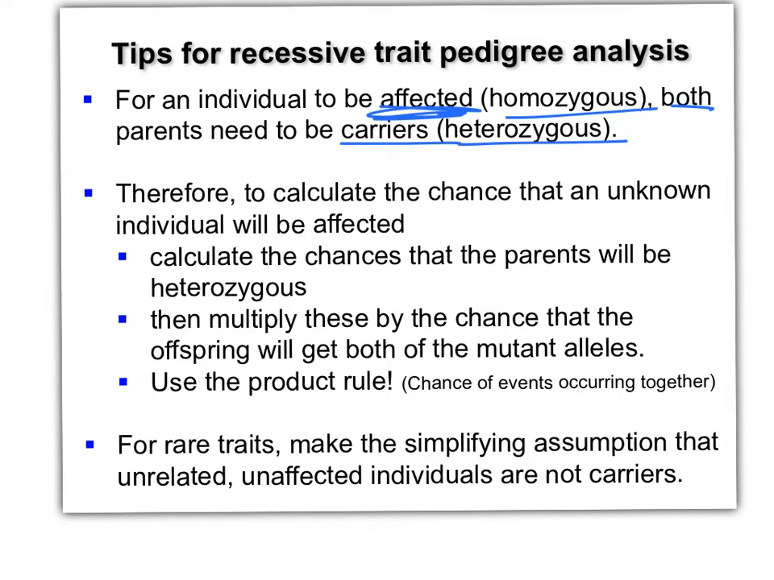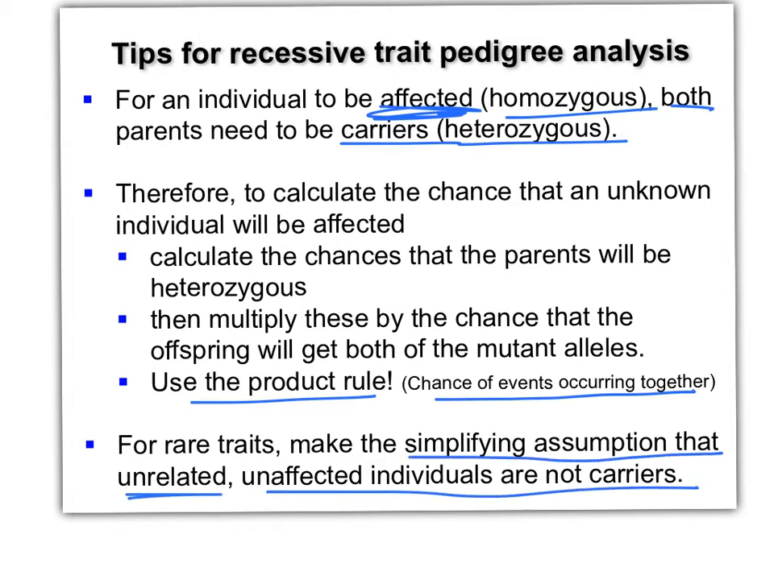So how do we do this? How do we calculate the chance that a couple might have an affected offspring? We're going to use the product rule for chance events occurring together. If two things have to occur together to get something to happen, then you multiply the probabilities. We have to make the simplifying assumption that unrelated, unaffected individuals are not carriers. If you marry in, you're not a carrier of a rare disorder. That's the whole point of being rare. There's not a lot of them out there in the population.